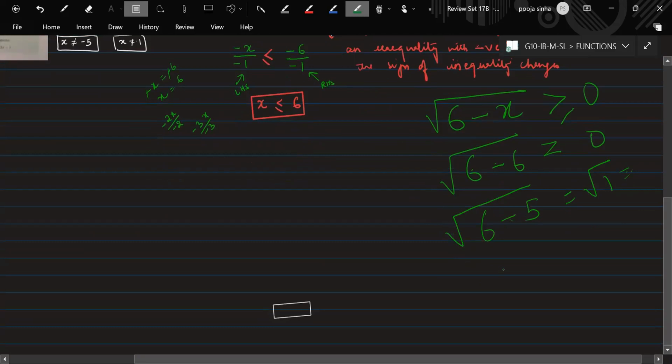Had it been greater than 6, then what happens? It would have become 6 minus 7, so it would have been less than 0. So this would have become negative.